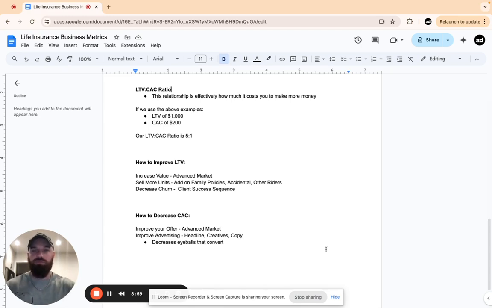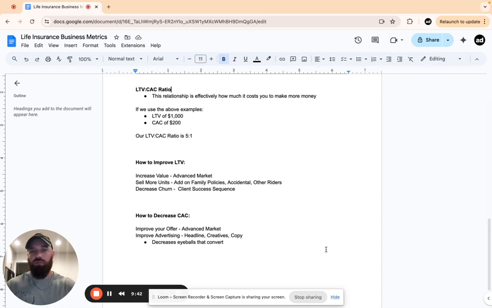The second way would be simply to sell more units. And this can be done in a variety of different ways. The way that it pertains to life insurance specifically is taking a lead and finding more ways to get more policies into that home. It could be through parents, through children, through spouses. It could also be adding on upsells like accidental coverage or other riders that increase what the customer is purchasing from you, because they're getting more value in exchange for what you're offering them.